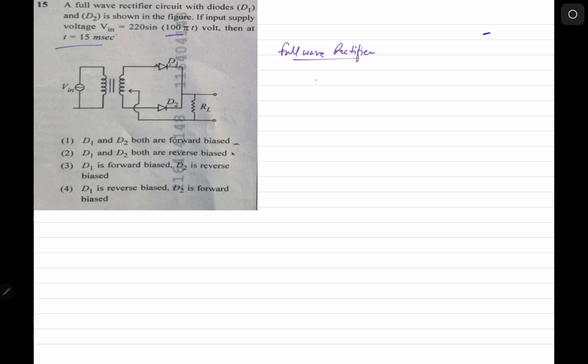So we can see that omega is given as 100 pi. So what is the time period? 2 pi by omega, which is 2 pi by 100 pi, makes 0.02, and the time given is 0.015. So we can see that the fraction is 0.015 by 0.02, which is nothing but 3 by 4. So this is 3T by 4.